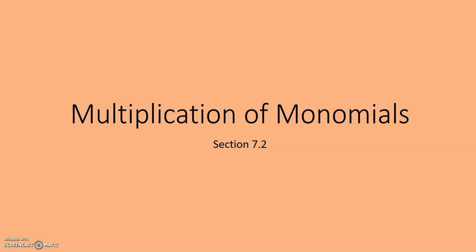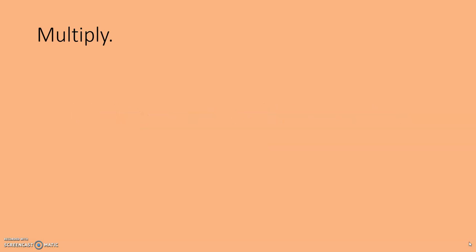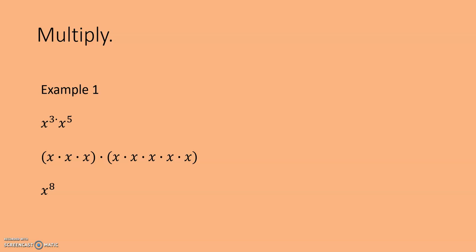Section 7.2, Multiplication of Monomials. We're going to multiply. Example 1, x to the third times x to the fifth. That's x times x times x times x times x times x times x times x, which is x to the eighth. There are 8 x's there that are being multiplied together, x to the eighth.